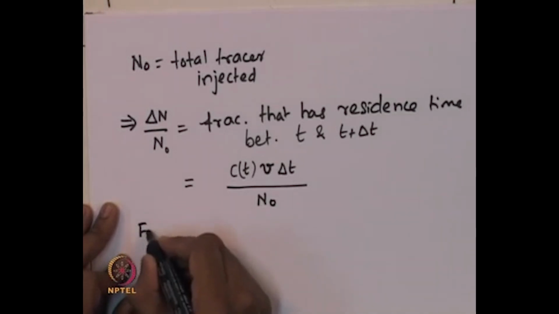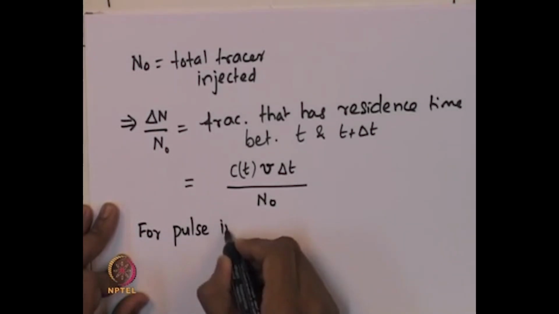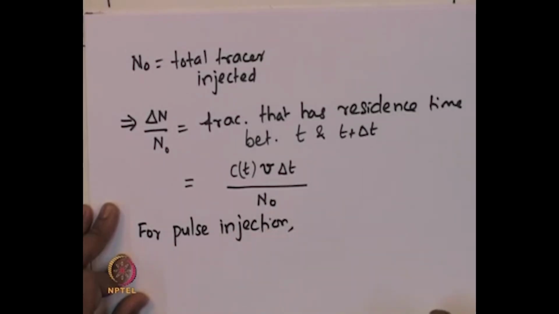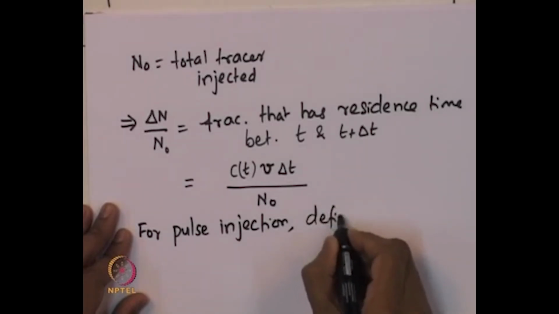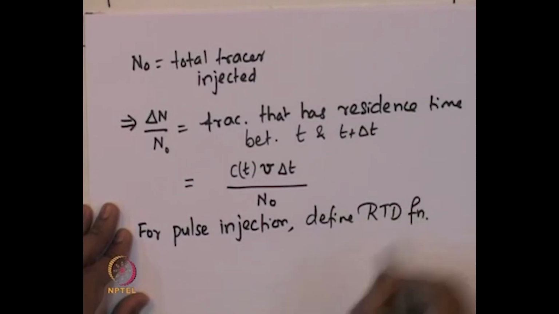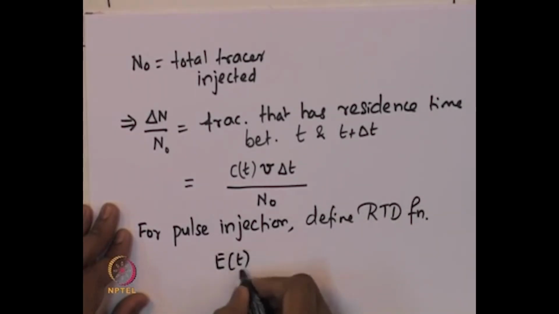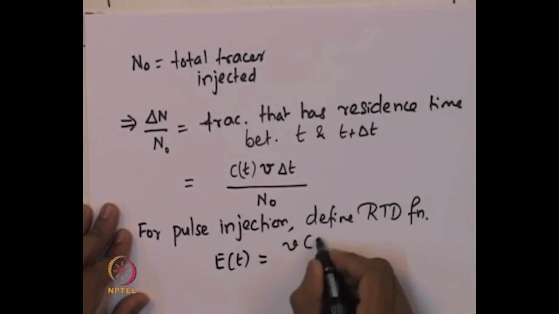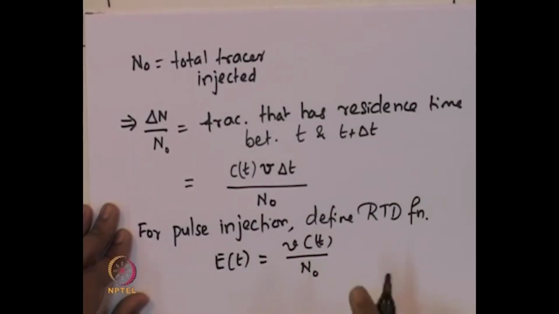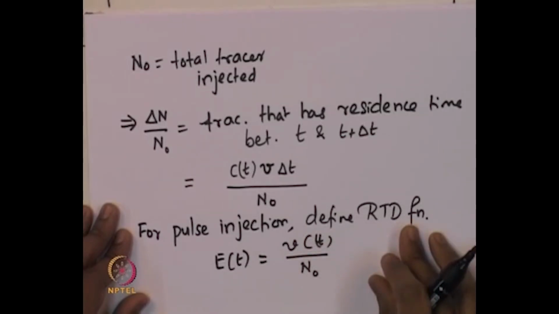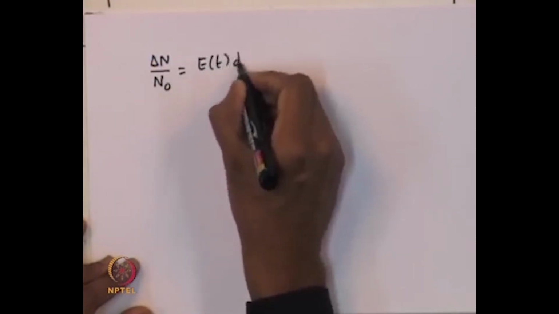Now, for pulse injection, if we define an RTD function E of t, which is basically given by V into C of t divided by N naught, that is the definition. That is the concentration of the tracer in the effluent stream multiplied by the corresponding volumetric flow rate divided by N naught. If we define that as the RTD function, then we can write the fraction that has the residence time between t and t plus delta t as delta N by N naught, that is equal to E of t into dt.